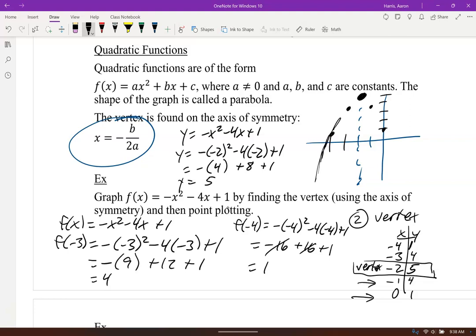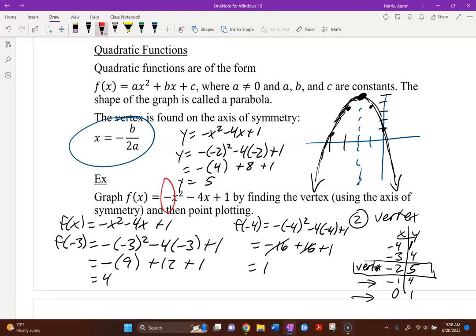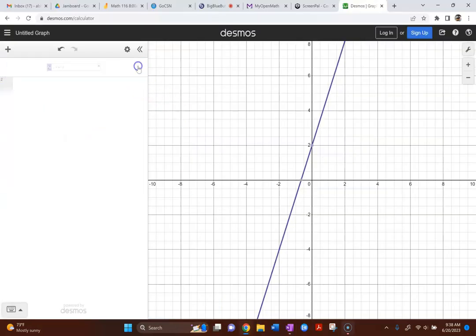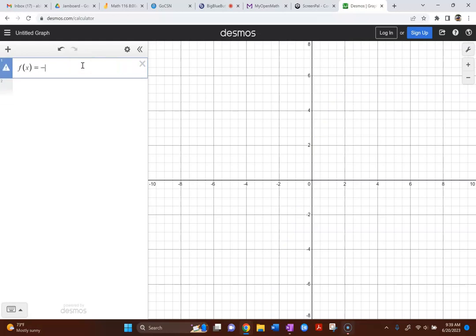And then you kind of draw this U shape. It's a flipped over U. I'm not very good at drawing these things, but the U is flipped over. The reason the U is flipped over is because the a value in front of the x squared is negative. That'll flip that over, by the way. But that's kind of what you want to do. We'll do another one of these, but then you want to go ahead and check it with your Desmos. So let's plug in -x squared minus 4x plus 1. Take a look, see if we graph this thing right. So f of x equals -x squared minus 4x.